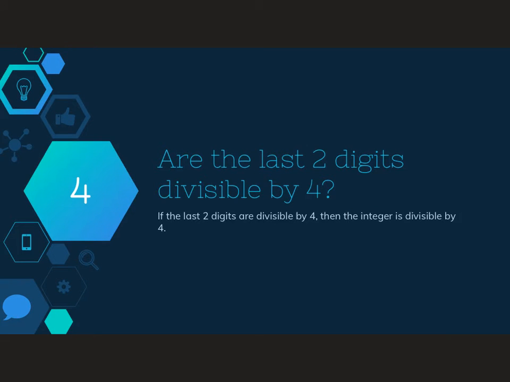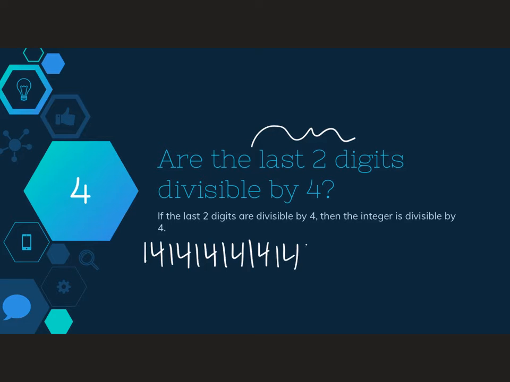Divisibility by 4: are the last 2 digits divisible by 4? So no matter how big the number is, I could write numbers all day long, and then I'm going to just look at the last 2 digits. So 44, is 44 divisible by 4? Yep, so this whole number is.